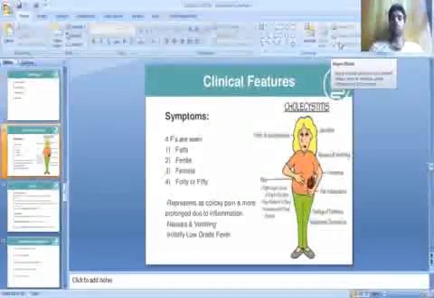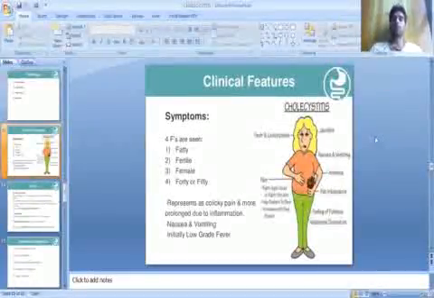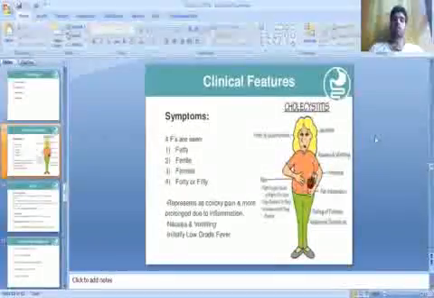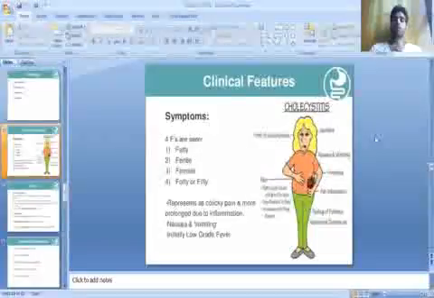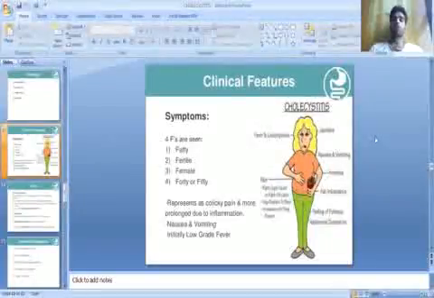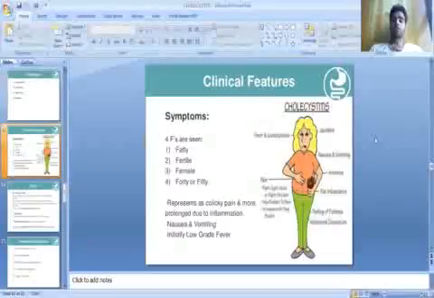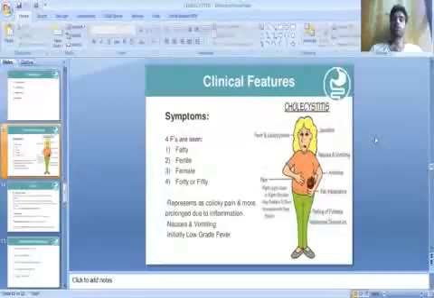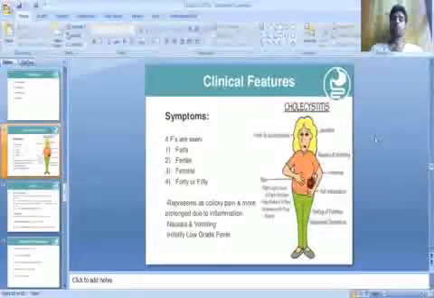In the previous class we discussed cholecystitis definition, anatomy of the gallbladder, etiology, pathology, and pathophysiology.